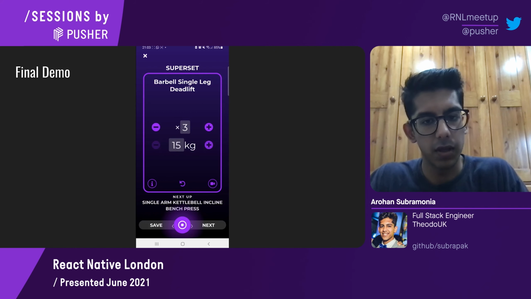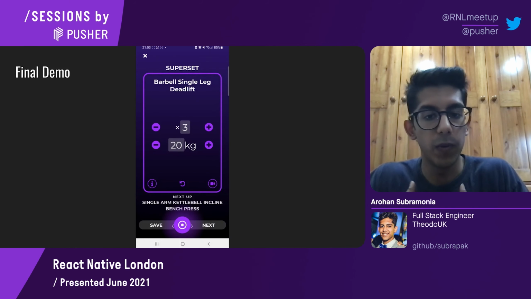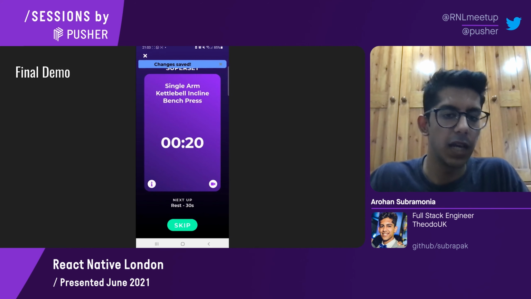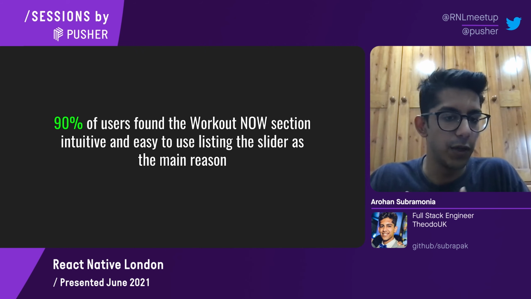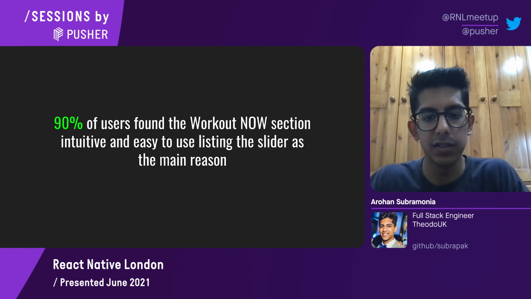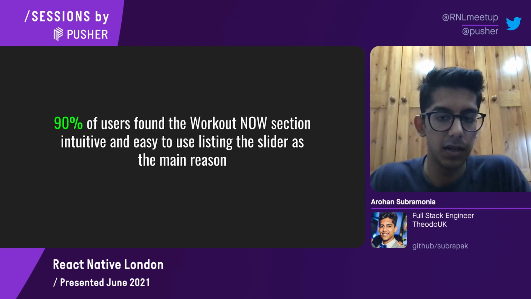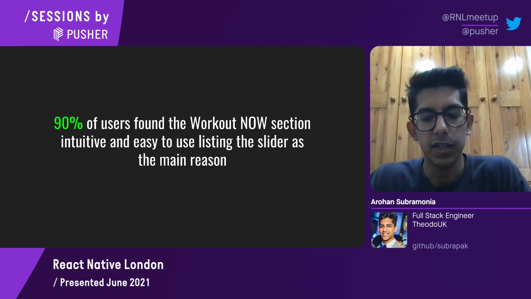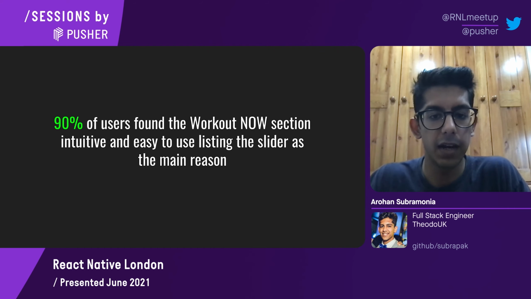Once we implemented all of this as required, over the course of a few days, we went out and did beta testing with the same users. It was great to see that 90% of the users now actually reported the Workout Now section as intuitive and super easy to use. And I think every user, even those who didn't rate Workout Now as super intuitive, said that they really, really like the slider, and it's one of the main attractions they had at the app.